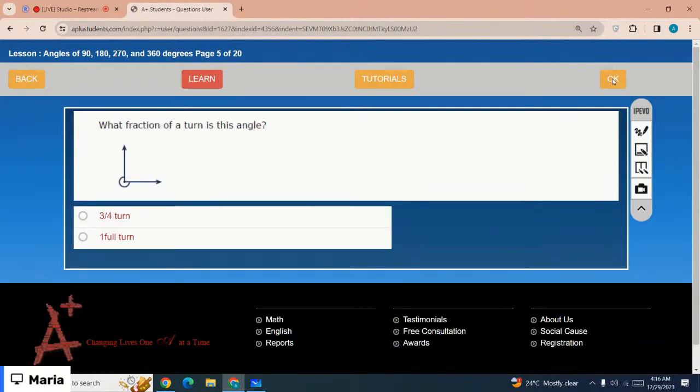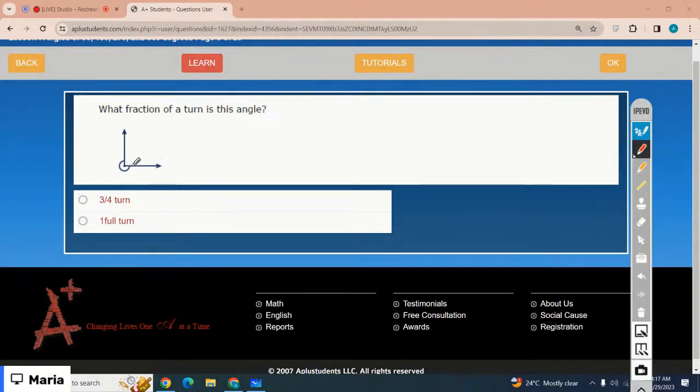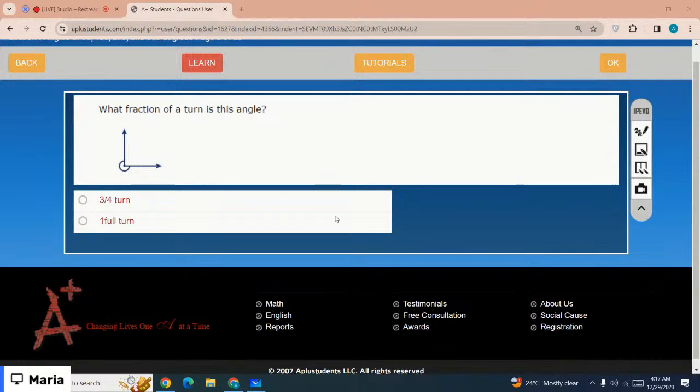What fraction of a turn is this angle? Which is the correct option? You have to see the turn, right? Like from here to here, which turn is it? That is 3/4 turn, right? No, the angle is 90 degrees, right? But the turn is 3/4 turn it is. The correct option is 3/4 turn.